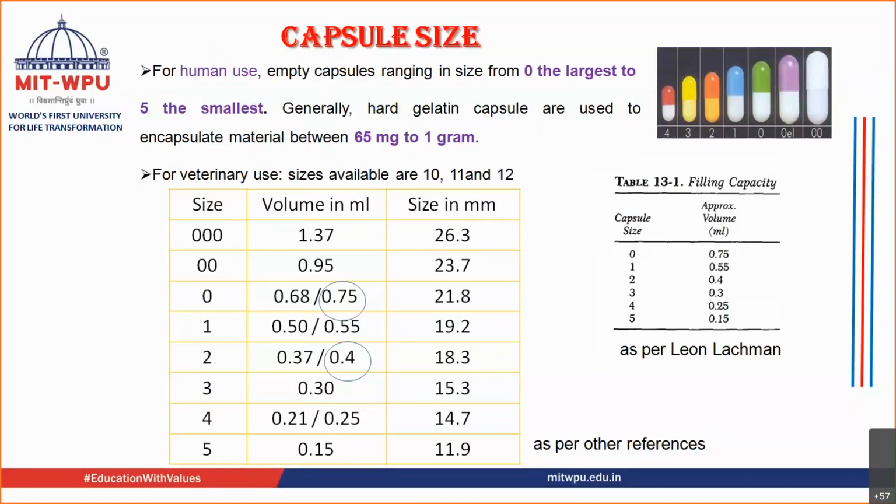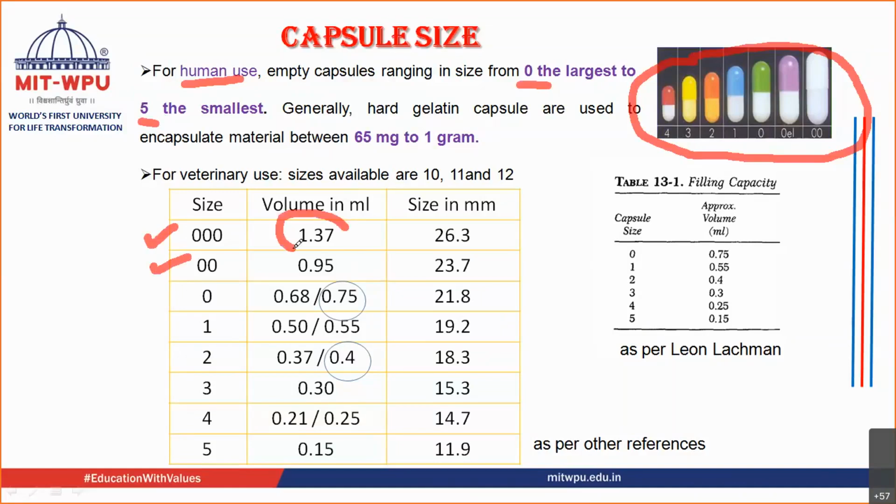They are available in different sizes depending upon the amount of material that you have to fill inside it, depending upon the amount of dose of an active ingredient. Usually for human use, the sizes that are used are 000 to 5. The sizes available are 000, 00, 0, 1, 2, 3, 4, 5. Okay, 000 has the largest volume. It is inversely proportional, whereas size 5 has the lowest volume.